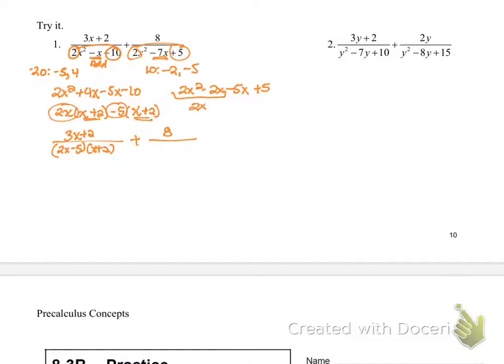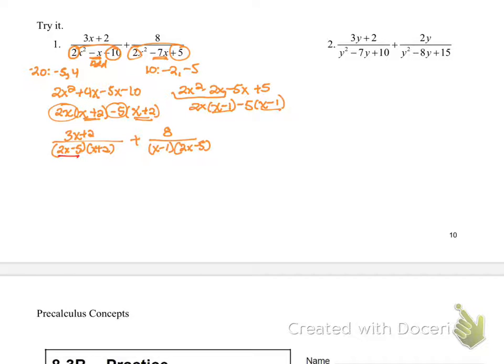Group these first two, take out a 2x. You're left with x minus 1. Group these next two, take out a negative 5, you're left with x minus 1. So the x minus 1 is one parenthesis, the 2x minus 5 is the other. Now for adding fractions. They have to have a common denominator.